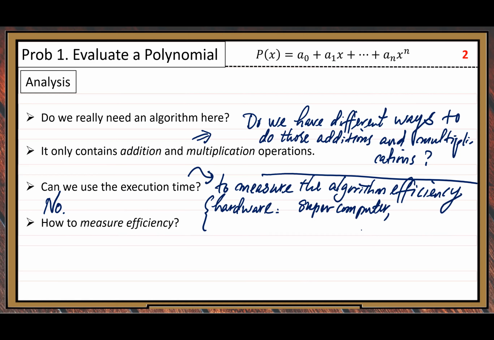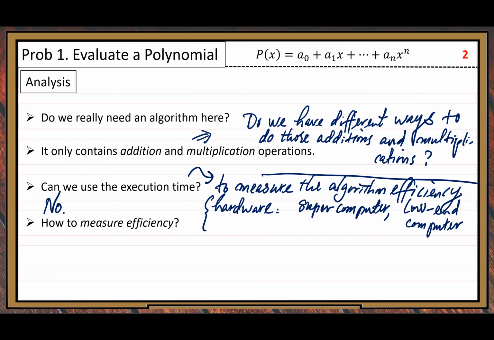All right, it is very fast, right? You can get an execution time number. Then you try some low-end computer, some cheap low-end computer. Then the execution time must be different, right? Can you compare them? Both execution times for the same algorithm.